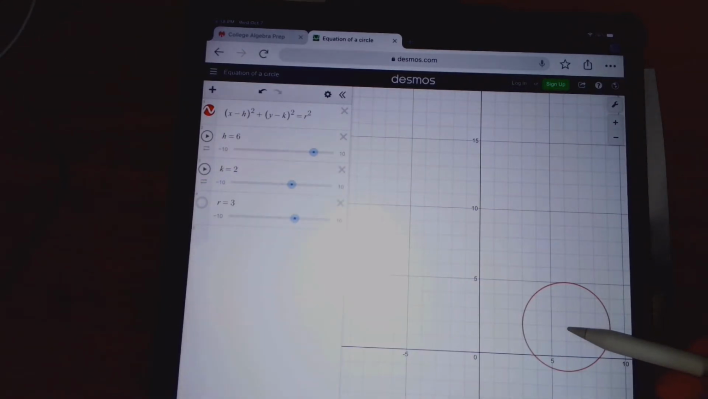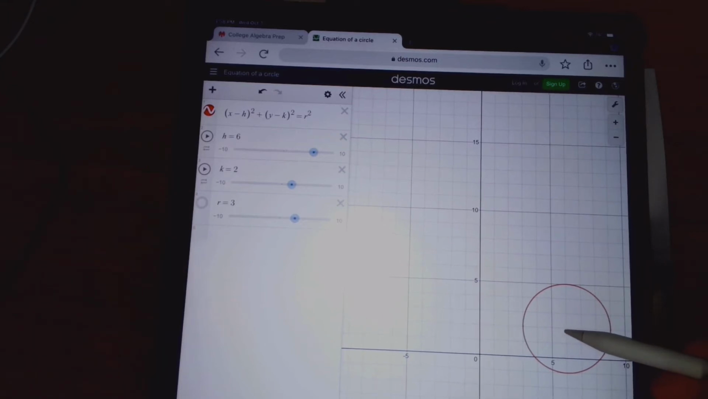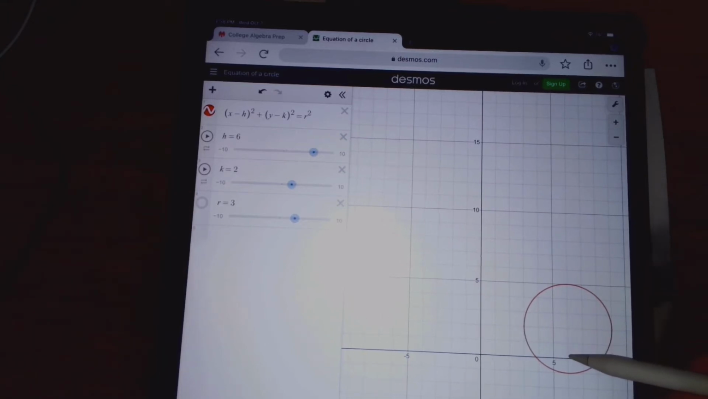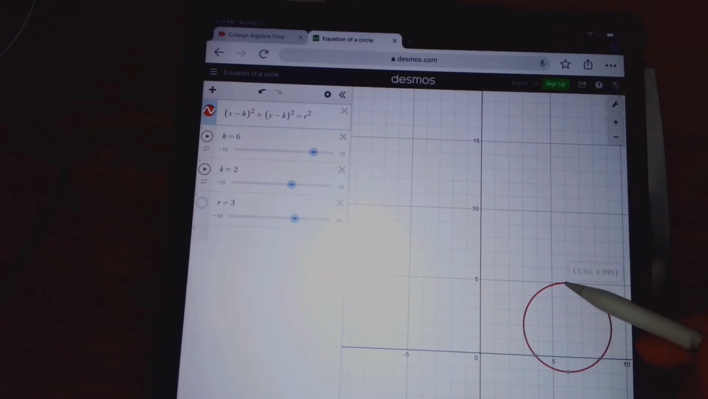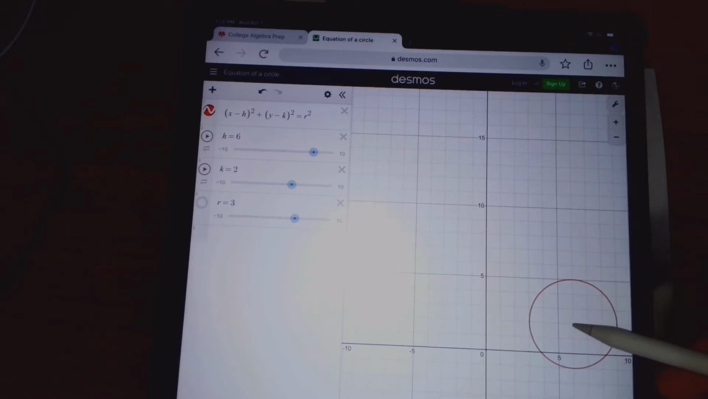I also know the radius is 3, which means from the center, if I march down 3 units, I'll get to a point on the graph. If I go from the center right 3 units, I'll get to a point on this graph. If I go from the center up 3 units, I'll get to a point on this graph. No matter which direction I move from the center, if I go up, down, left, right, or diagonally, if I go 3 units, I'll wind up with a point on this graph. So this is a perfectly drawn circle.